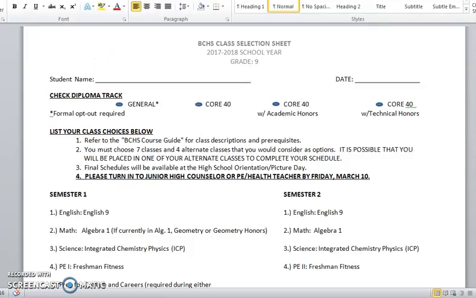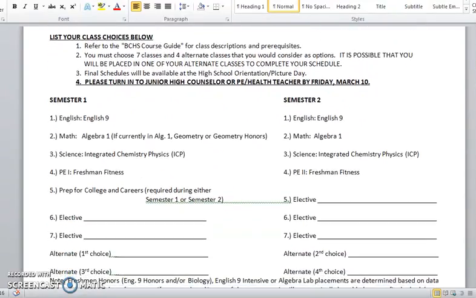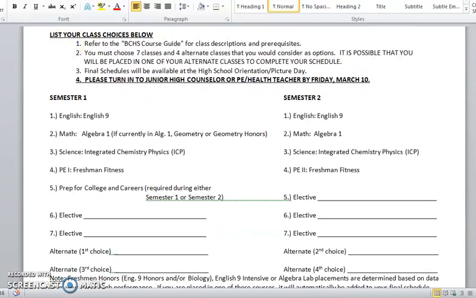Now onto the selection sheet. First thing, we need to have your name written on this line. Please write clearly so that we can read it and make sure that we are assigning the correct courses to the correct student. Please check what diploma track you are intending to follow. And then let's start reviewing how to fill out the class choices.